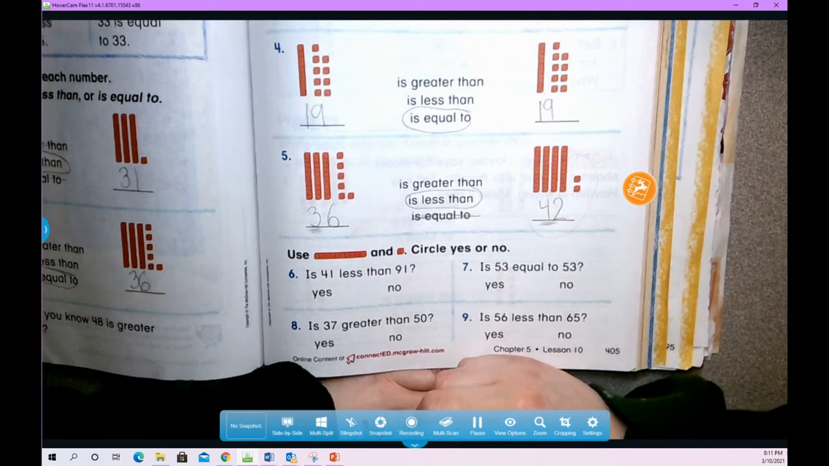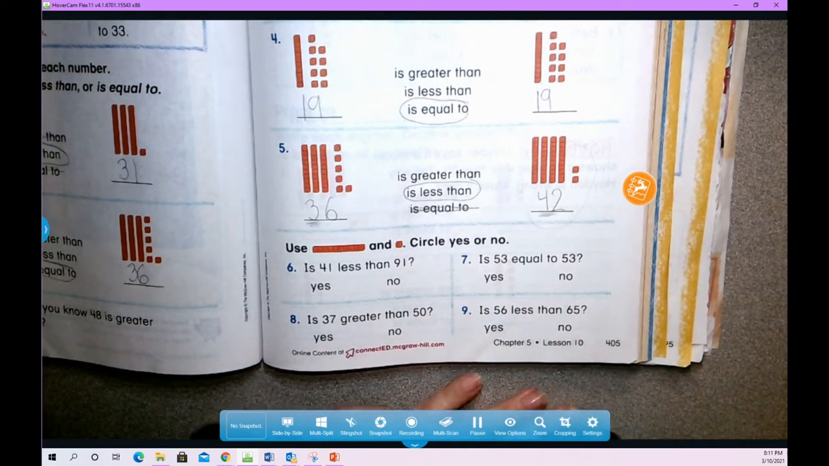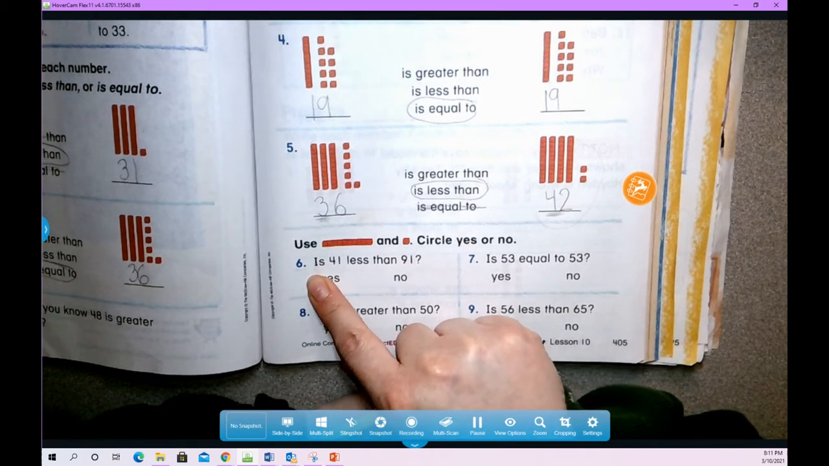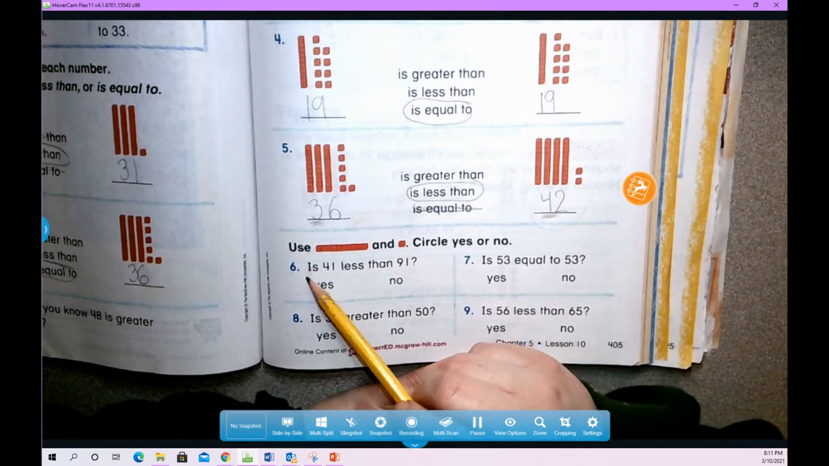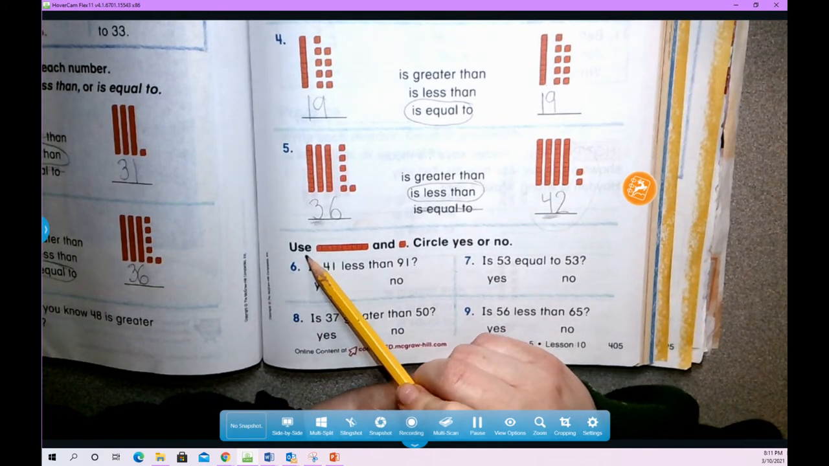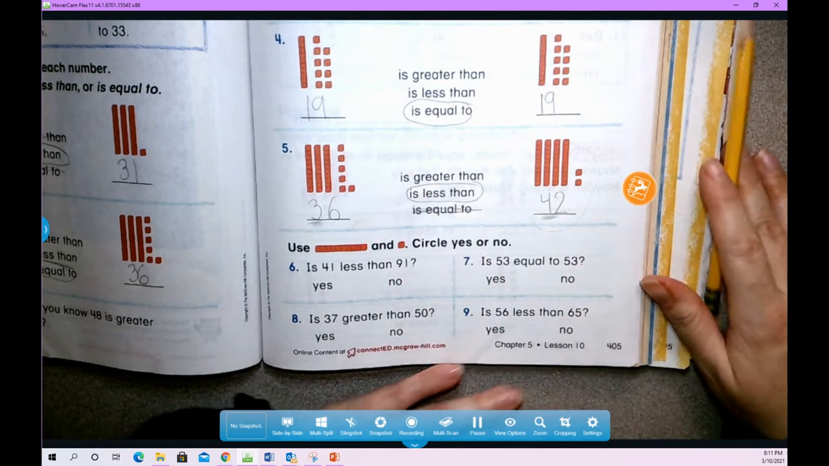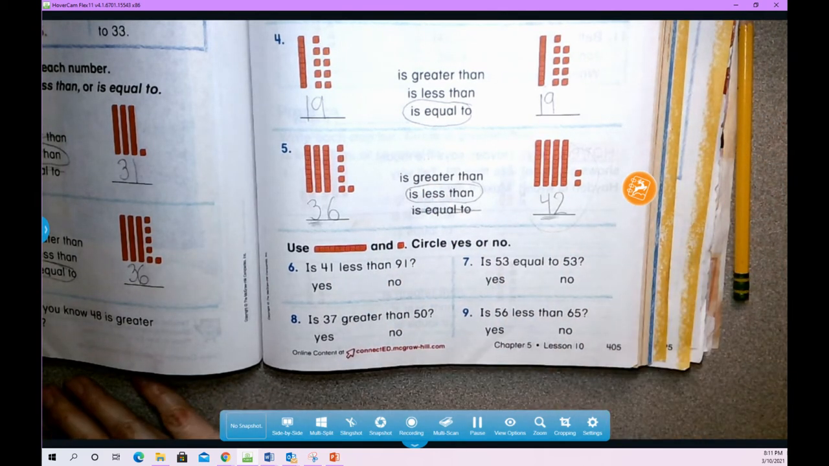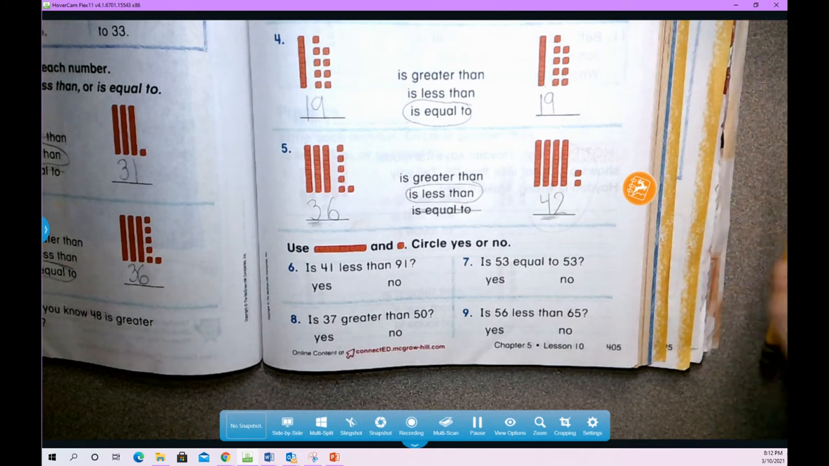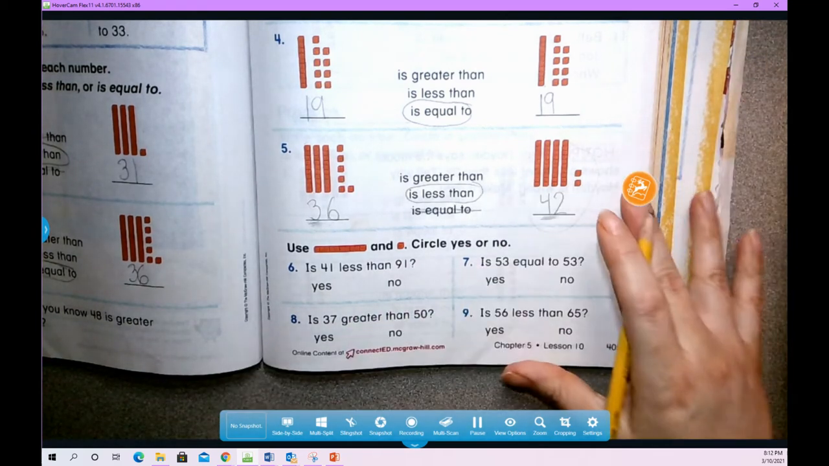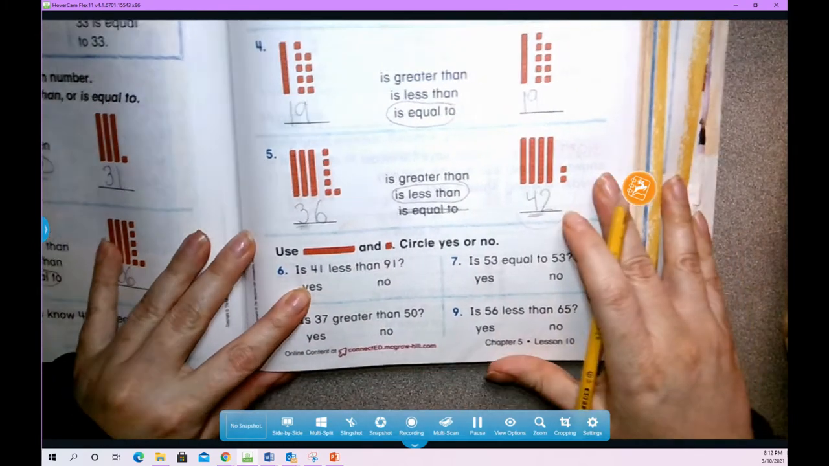Alrighty. Okay, we're almost done. Let's go to number 46. I'm going to do this one with you. For this one, we can use our cubes. So I'm going to use my cubes, but I'm also going to show you that we don't always need our cubes. Okay, so this one we're going to do with our cubes.